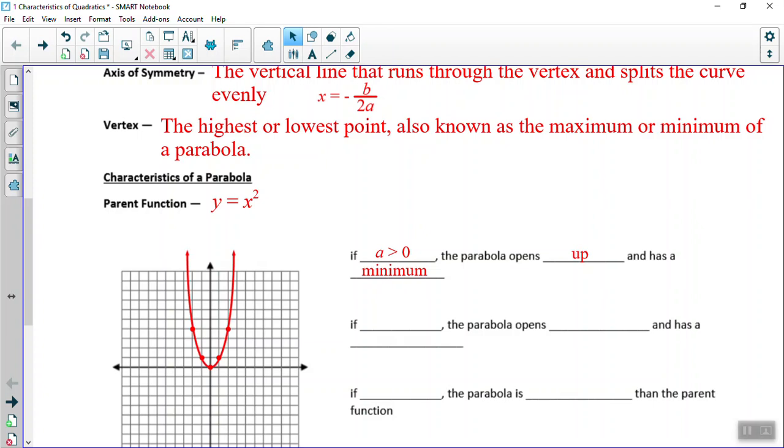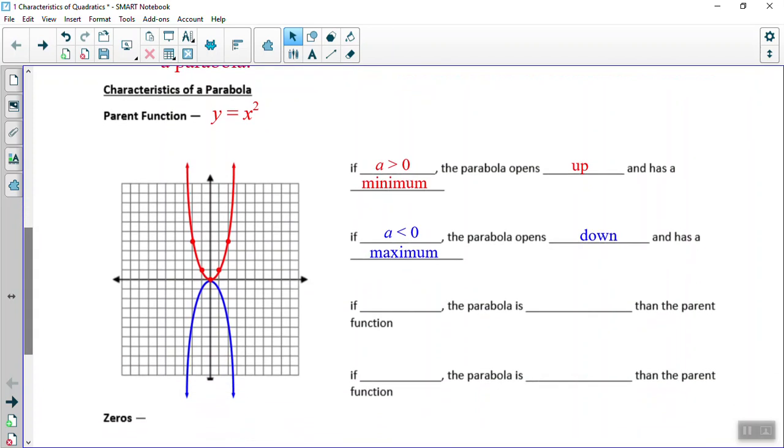Now, if my a value, my coefficient of x squared, is negative, right, less than 0 means it's negative, then that means that it's going to open down, and we have what we call a maximum. So the minimum means it was our lowest point. The maximum is going to be our highest point. So it would look more like this blue one here that I just graphed in.